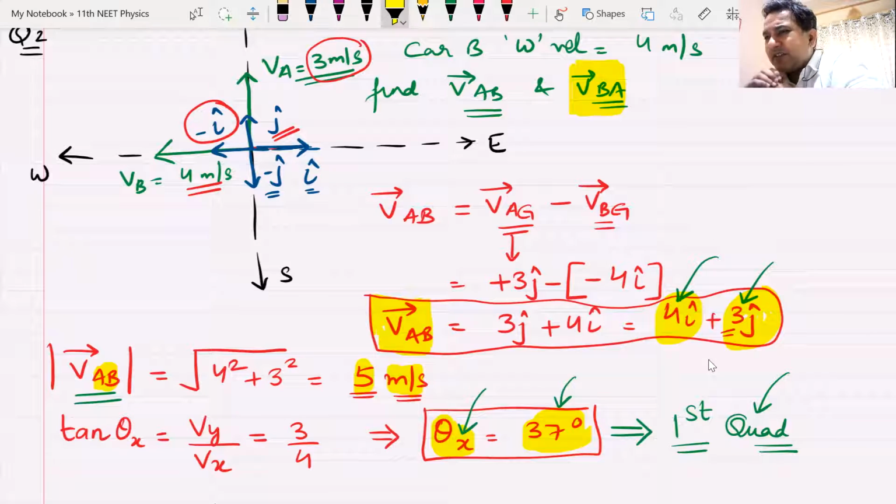Abhiram has come up with an answer. Abhiram, there is something wrong in your answer. Can you again check it? Velocity of B with respect to A, knowing the velocity of A with respect to B.